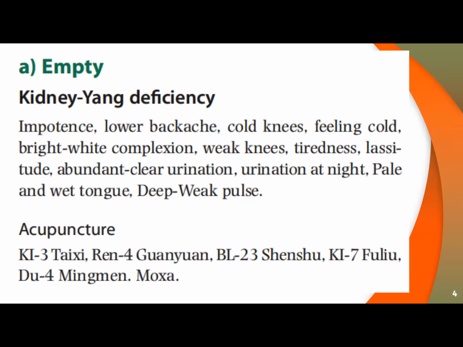Then we go to kidney yang deficiency: impotence, lower backache, cold knees, feeling cold, bright white complexion, weakness, tiredness, lassitude, abundant clear urination, or urination at night, pale and wet tongue, and a deep weak pulse. The acupuncture points are kidney 3, REN 4, bladder 23, kidney 7, DU 4. Moxa.